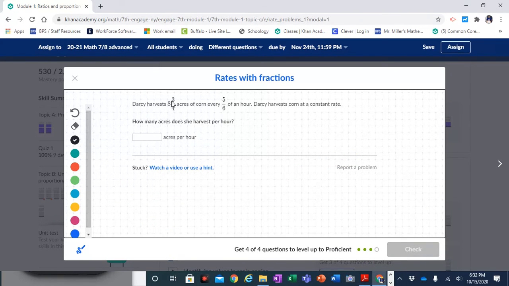Darcy harvests 8 3/4 acres of corn every 5/6 of an hour. Darcy harvests corn at a constant rate. How many acres does she harvest per hour? So again, per hour means that we would be doing acres, per means divide, by the hour. So in this case, this is going to be 8 3/4 divided by 5/6.